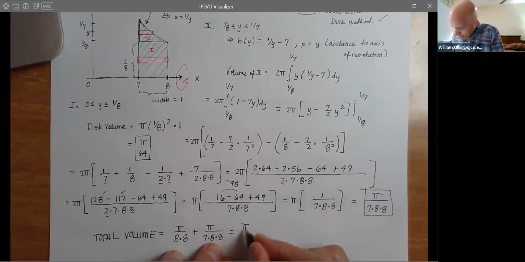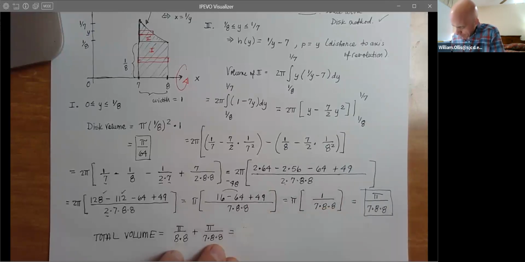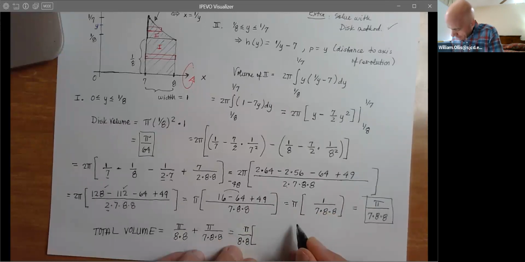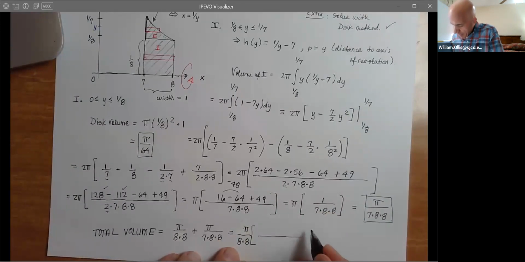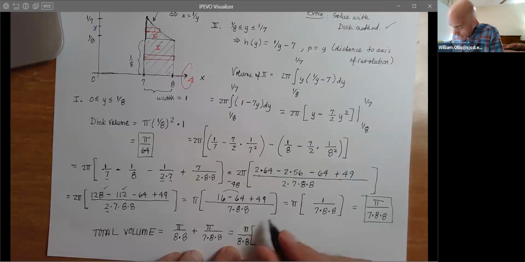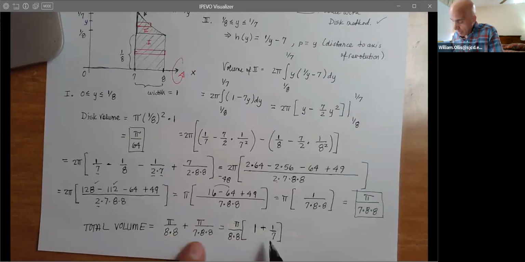So we get pi over what? Let me do it this way. I'll factor this, and then I'll have the 8 times the 8 outside. And then, let's see, what's that going to leave us with? I'll write these as separate fractions and then a common denominator. So that'll be 1 plus 1/7. That's one way of looking at it. So when you multiply back through, you get this term, and then plus you get that term.